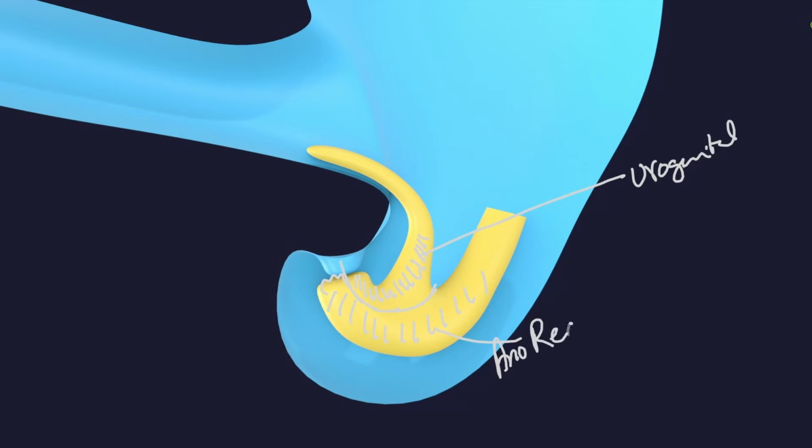This is the anorectal part, and this will form the urogenital part. Now the question arises of how it actually gets divided into two parts. Let's briefly discuss how this cloaca, this common sac, gets divided into two parts, the urogenital part and the anorectal part.